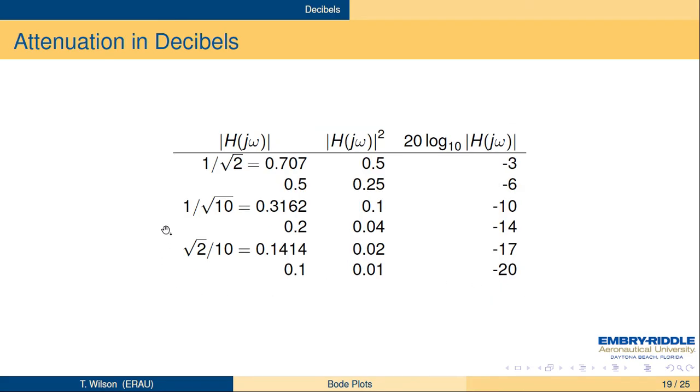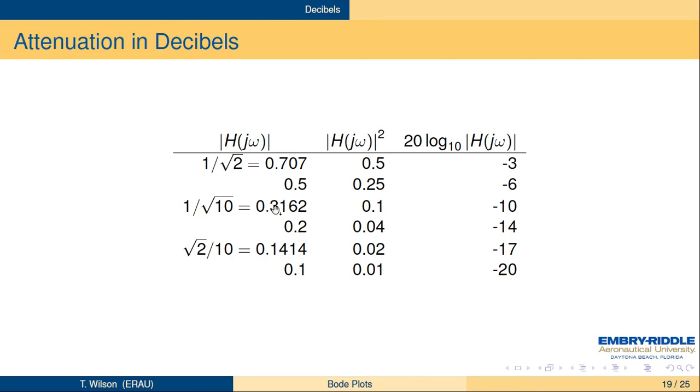And then the attenuation would work the same way. If you've got an attenuation of 1 over root 2, then it has half as much power coming out as went in. That's a 3 dB attenuation. If the attenuation is 0.5, the power gain is 1/4. That's a 6 dB attenuation, and so it's minus 6 dB, etc. So you can read the rest of these off here.